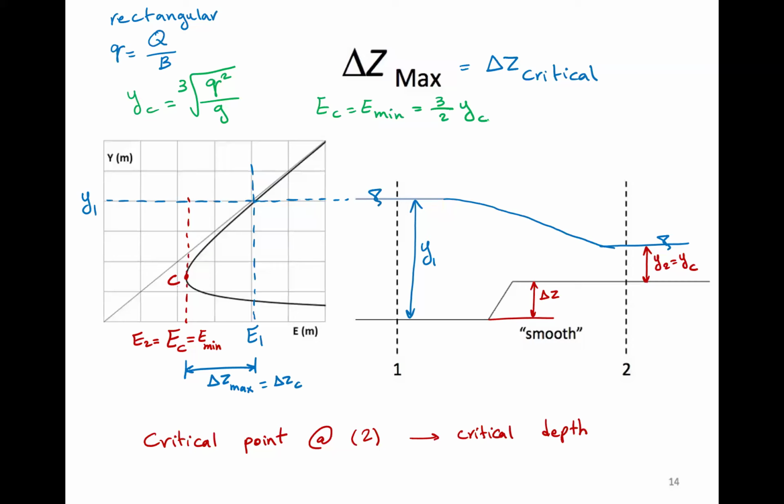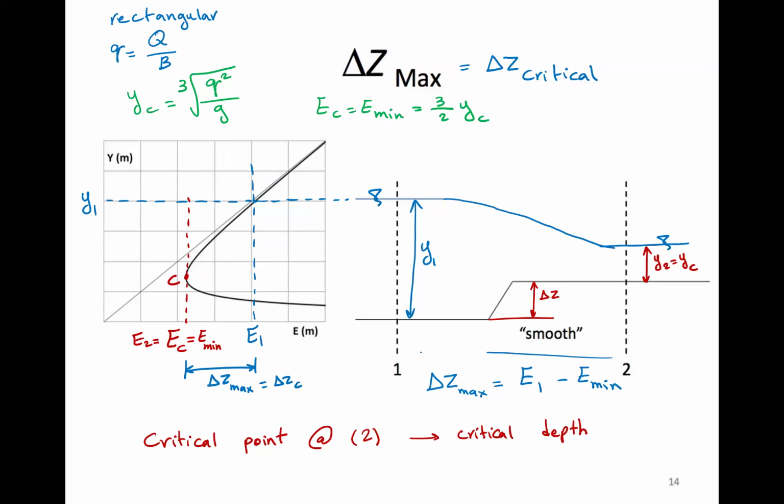So a typical problem or situation is where we say, okay, we have this type of flow. How big can the step be before we get to exactly the critical point? So we can use q to calculate YC, then use that to calculate EC, and then delta Z, I'm going to write that down here. Delta Z max or critical will be equal to whatever you had upstream minus the minimum specific energy.